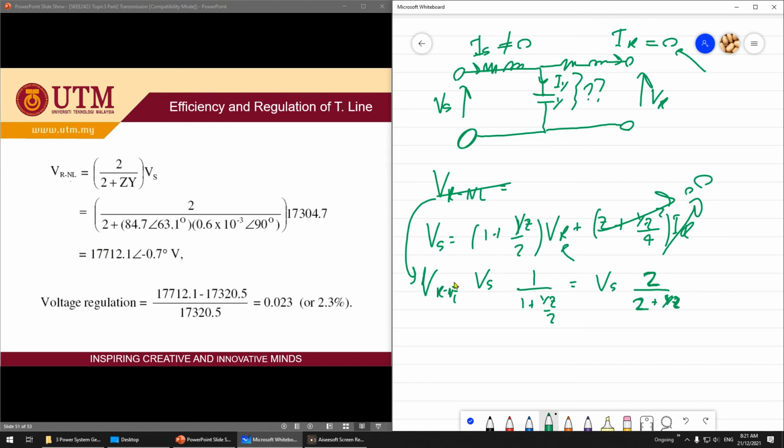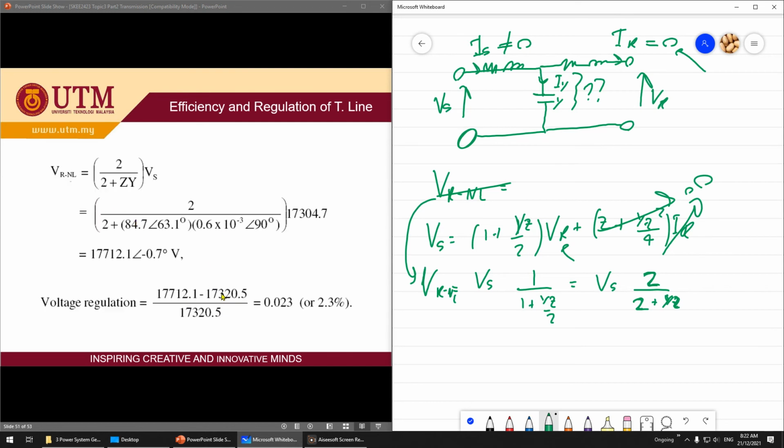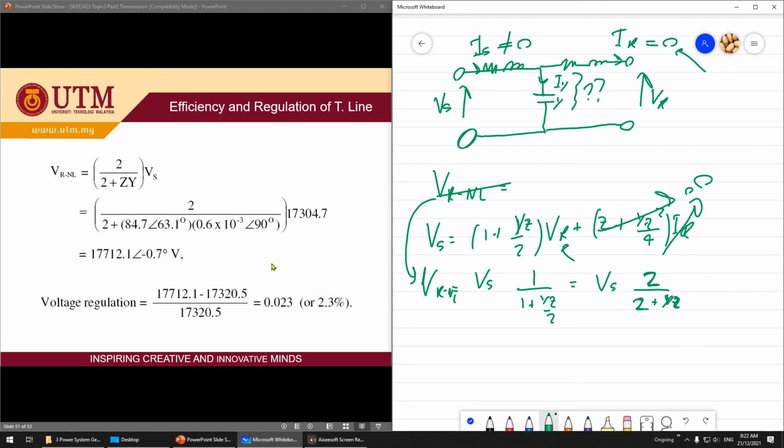So after you calculate VR at no load, this one is 17712. This only takes the magnitude, don't take the angle. I repeat again, only for voltage regulation, only take the magnitude. And at full load, you can use the original value, this one, 173 at 0.5. So this one is at the rated voltage, at the rated load. So this is how you calculate it.